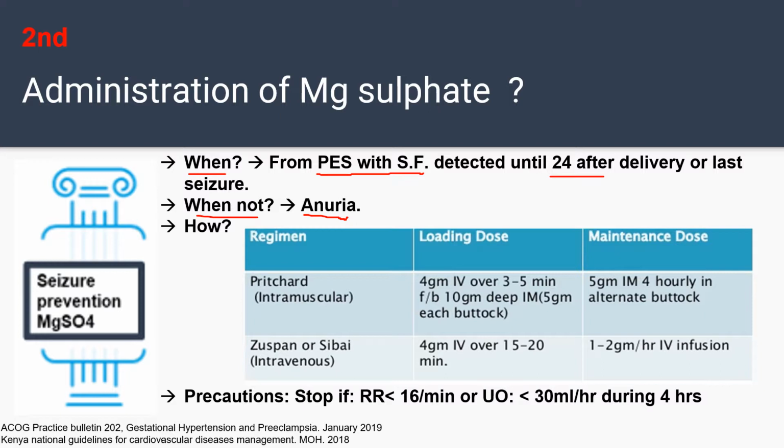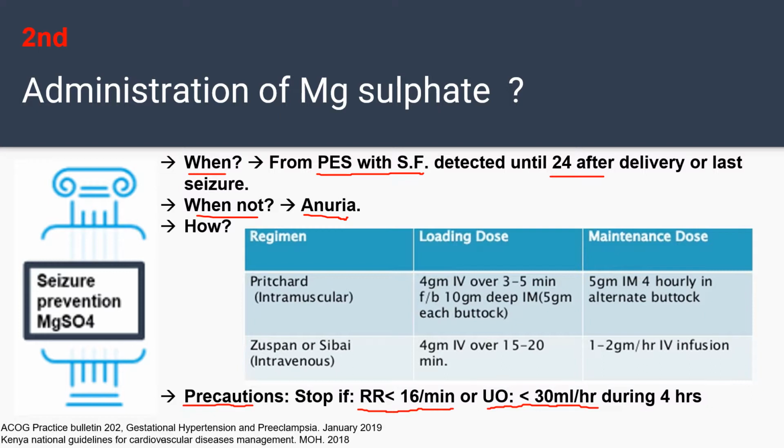Okay? Also, there are some precautions that you need to take. You have to stop the magnesium sulfate if the respiratory rate is under 16 respirations per minute, or you have to stop it if the urine output is less than 30 ml per hour during 4 hours.